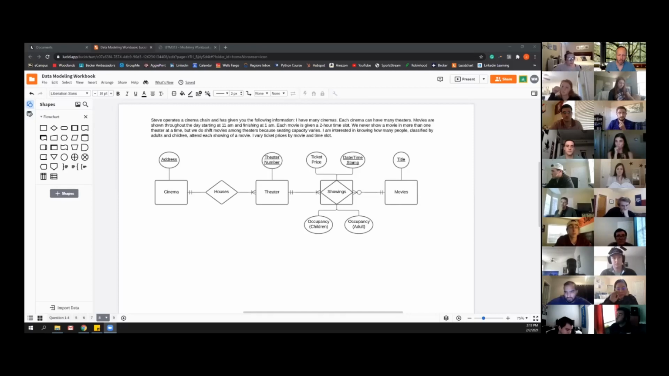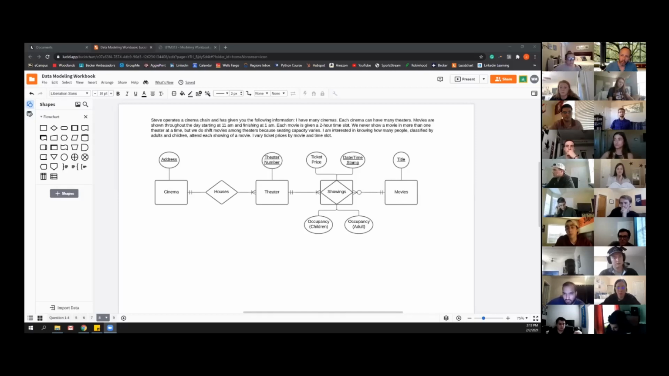But yeah, from here, this was kind of our line of thinking, similar to the other group with showings as the associative entity between theater and movies, with address, theater number, date timestamp, and then a movie title for the key identifiers. So for the most part, both of these diagrams look pretty similar. So I'll just go ahead and talk about this one since it's up on the screen.